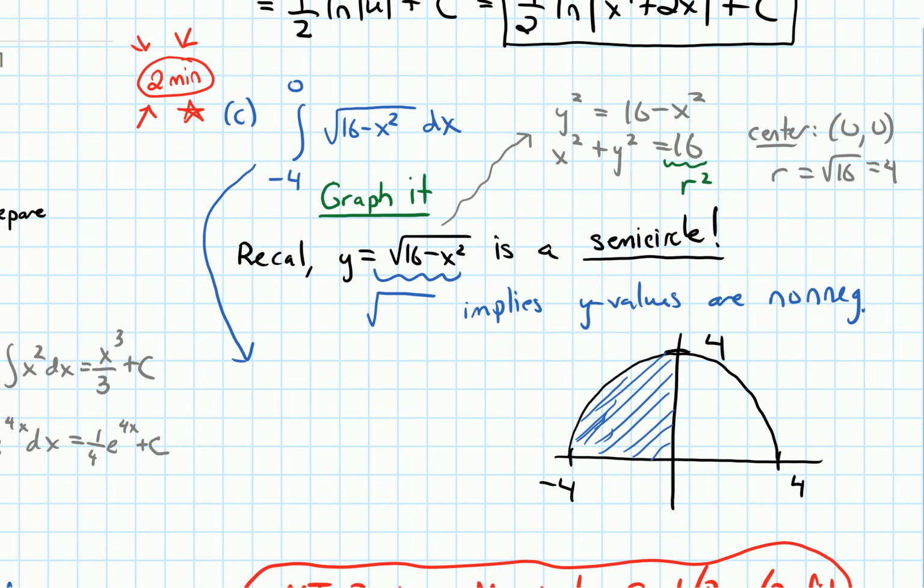So the area of a quarter of a circle is 1/4 pi r squared. And if I plug in the radius, which is 4, I get 1/4 pi times 4 squared. And one of the 4's is going to cancel, so I will end up with 4 pi. And that's my answer.